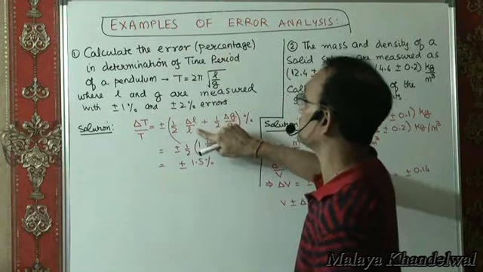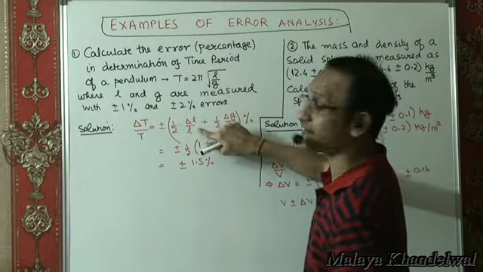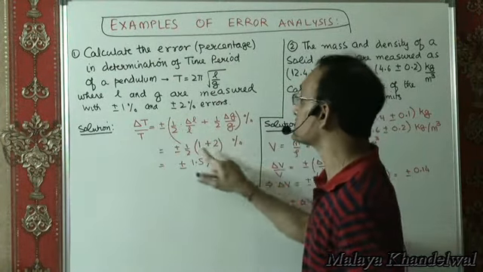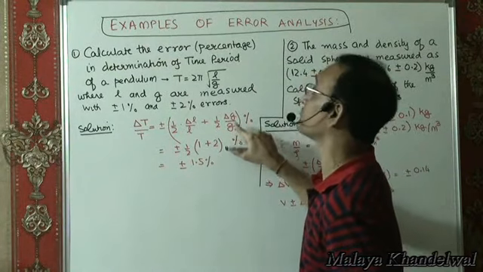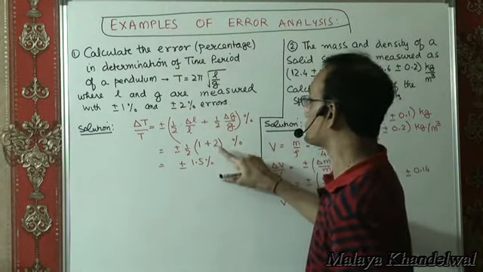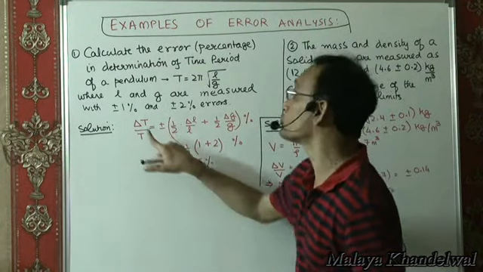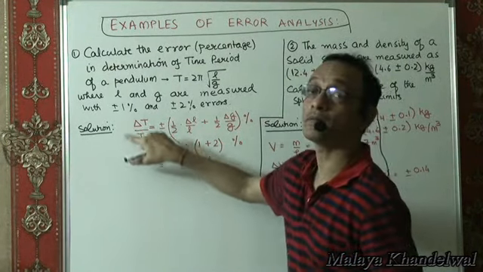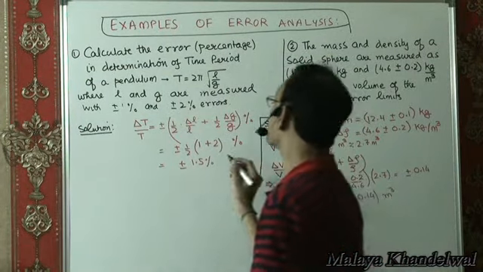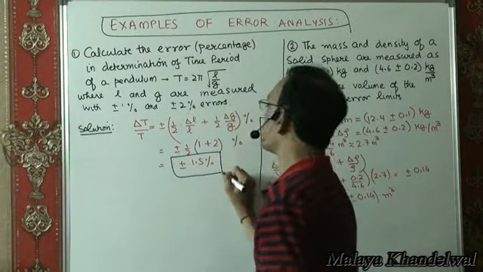Delta L by L can be replaced by the fractional error in L, which is 1%, and delta G by G, fractional error in G, which is 2%. So that makes it 3 by 2, that makes it 1.5%. So fractional error in time period is going to be plus minus 1.5%.